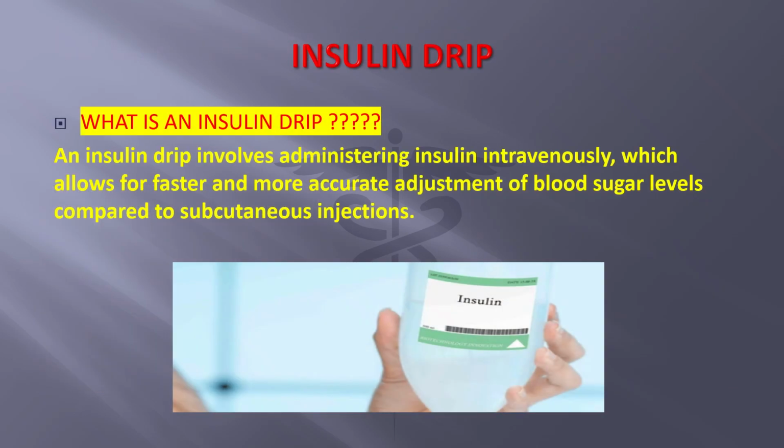Before we go on to the calculation, what do you mean by an insulin drip? It is a drip which involves administering your insulin intravenously, or IV, which allows for faster, more accurate adjustment of your blood sugar levels, which are quite high at the time of admission, or in patients with DKA, that is diabetic ketoacidosis. You will see this happening compared to subcutaneous injections.